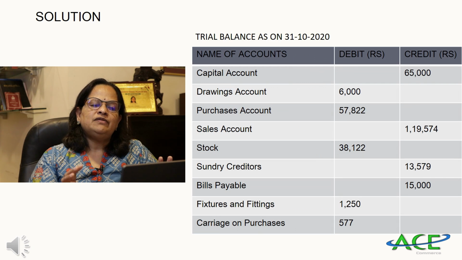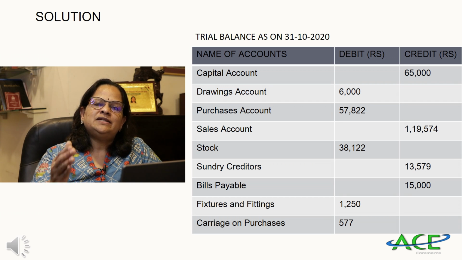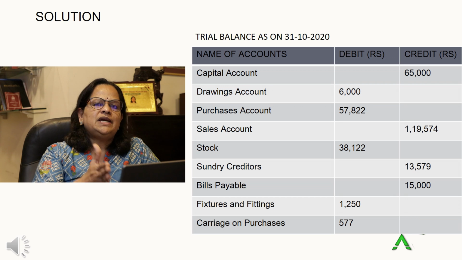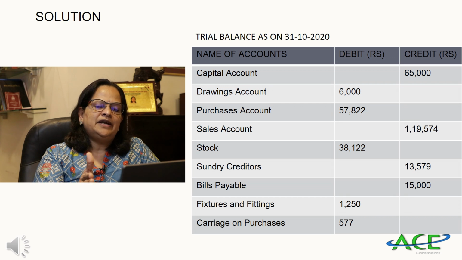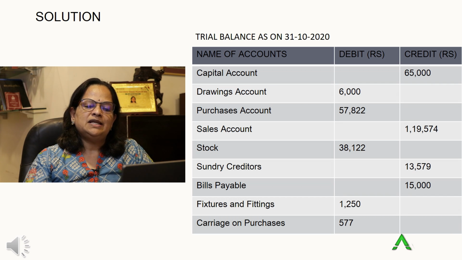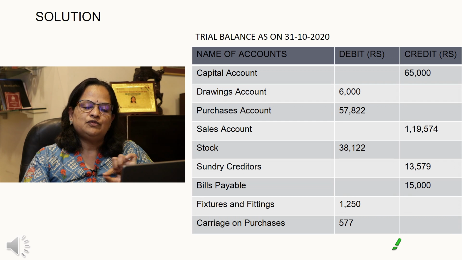Trial balance as on 31/12/2020 of Mr. Ashok. Capital account is a credit balance, so we will write it on the credit side of the trial balance. The trial balance format, you know: serial number, particulars, debit and credit. Capital is a credit balance, 65,000. Drawings account is a debit balance, 6,000. Purchases account, debit balance, 57,822. Sales account is a credit balance, 1,19,574. Stock is a debit balance, 38,122. Sundry creditors, a credit balance, 13,579. Bills payable, credit balance, 15,000.